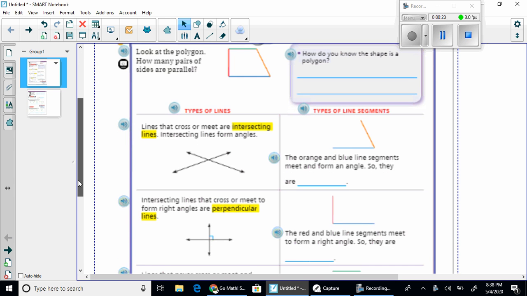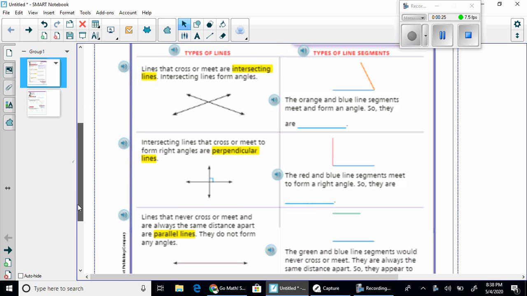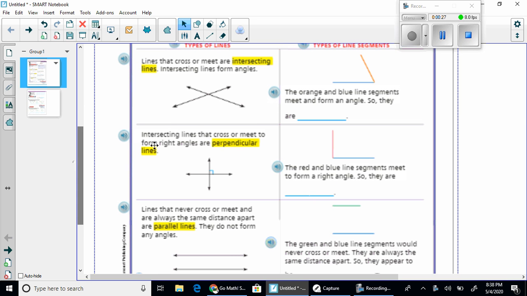Okay, so first we have intersecting lines. And these are lines that cross or meet. So they make an X, they intersect. Okay? The next one says that intersecting lines that cross or meet to form right angles are perpendicular. So if you noticed here in the corner, they have that half square, that square that shows that there is a right angle. So intersecting lines that meet or cross to form right angles are perpendicular lines.